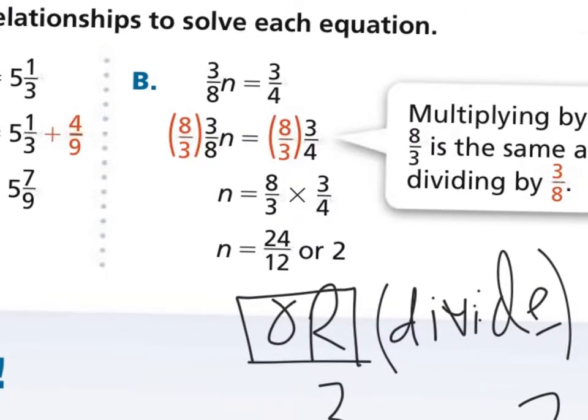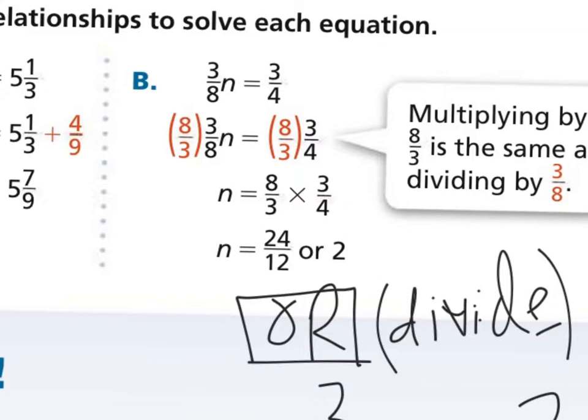Okay, part B, what the book did is they're basically using the definition of reciprocal. A number times its reciprocal equals 1. So they're saying the reciprocal of 3 eighths is 8 thirds. So if we multiply 3 eighths by 8 thirds, we get 24 24ths, which is equal to 1. And 1n is the same as n. Kind of interesting. And then they did the same thing on the other side. So you're welcome to use that method if you want to.